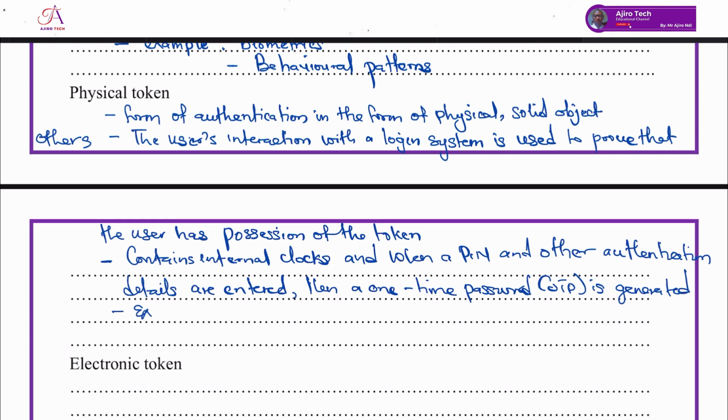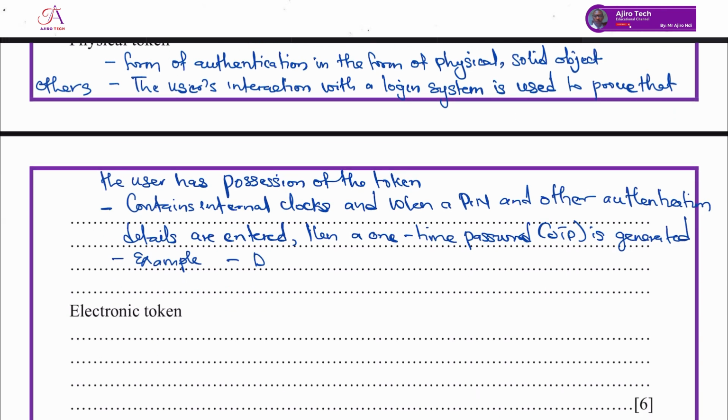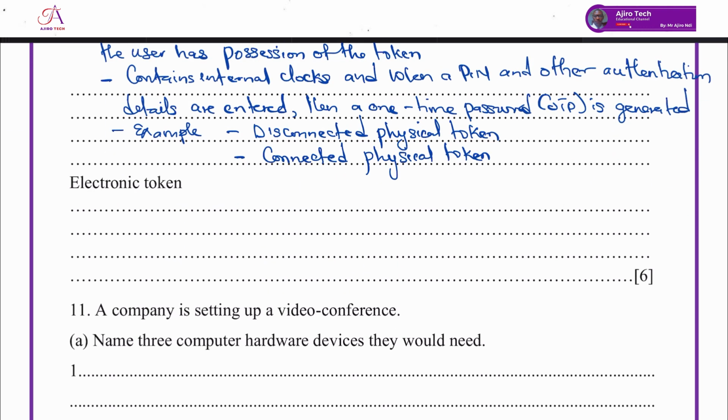So example, you have to give one, but based on that's 6 marks, 2 2 2, right? So this is going to be disconnected physical token, then we have connected physical token. Electronic token.